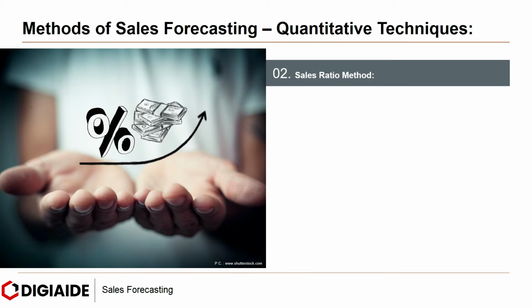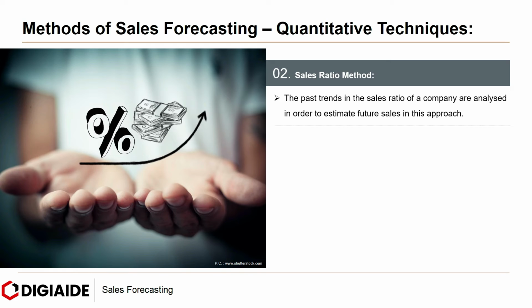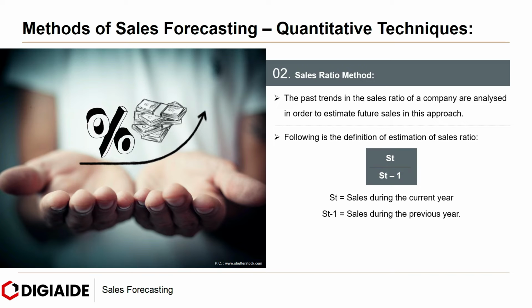Next, sales ratio method. The past trends in the sales ratio of a company are analyzed in order to estimate future sales in this approach. Following is the definition of the estimation of sales ratio. Sales during the current year divided by the sales during the previous year, minus 1. The annual growth rate of sales is obtained by multiplying this ratio by 100.